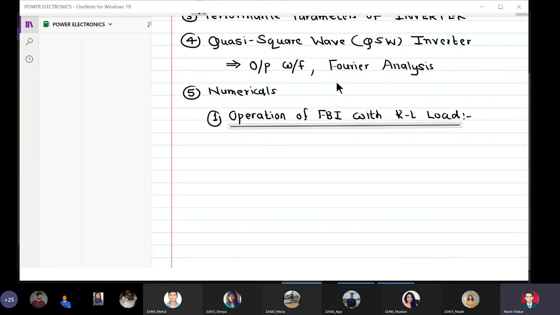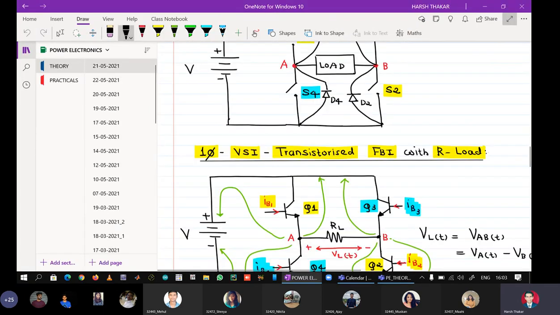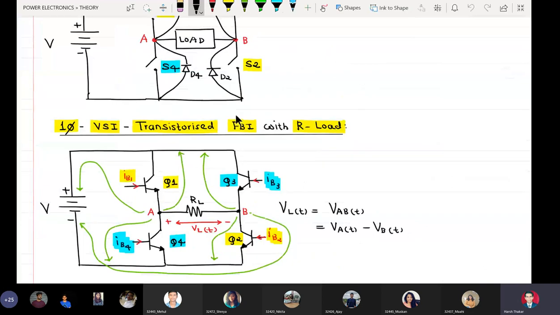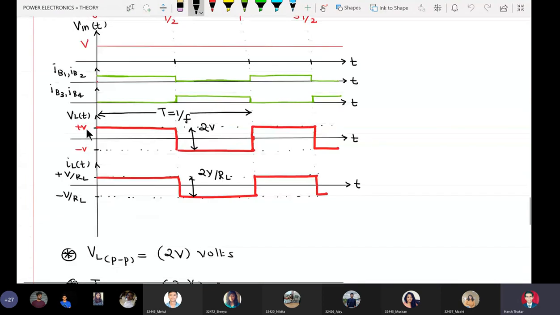So students, if you remember in the last lecture, we had analyzed a full bridge inverter with R load, and we had concluded with these waveforms wherein we told that if the load is resistive in nature, and the load voltage waveform has a square wave nature having the peak values plus V and minus V volts, that is 2 volts peak to peak, then the load current also has a square wave nature.